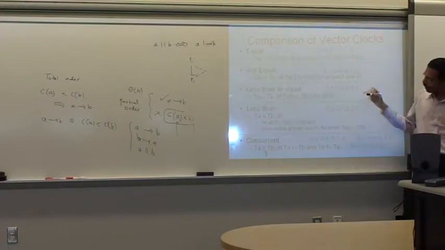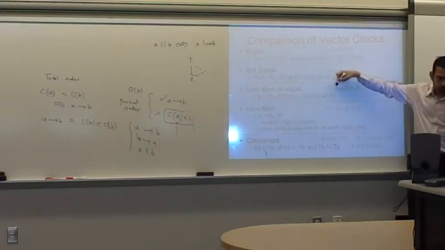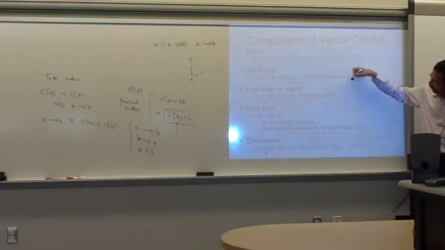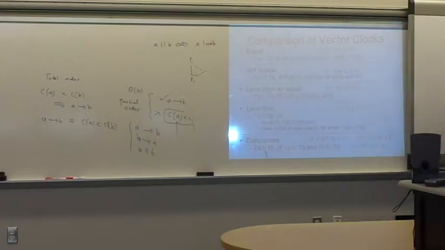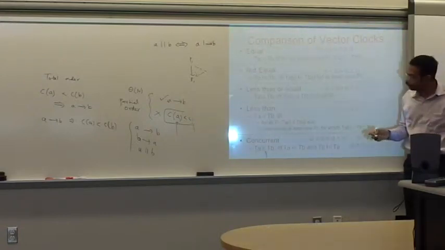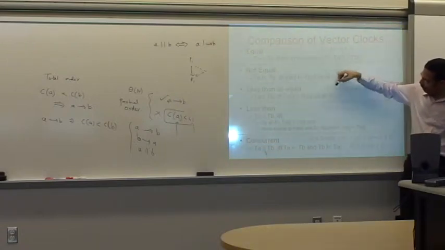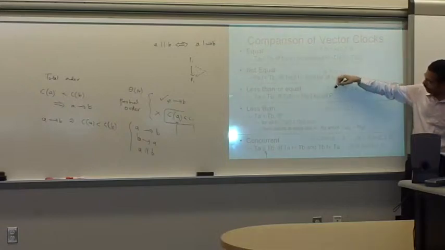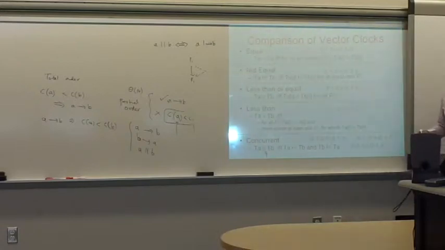Okay? Now what is less than or equal? Every value in the first clock timestamp should be less than or equal to the corresponding value in the second one. Makes sense, right? When you say A is less than or equal to B, it means the value of A is less than or equal to that of B. So component-wise, the value should be less than or equal. So 2 is less than or equal to 2, 1 less than or equal to 2, 2 less than or equal to 2. Makes sense, right?